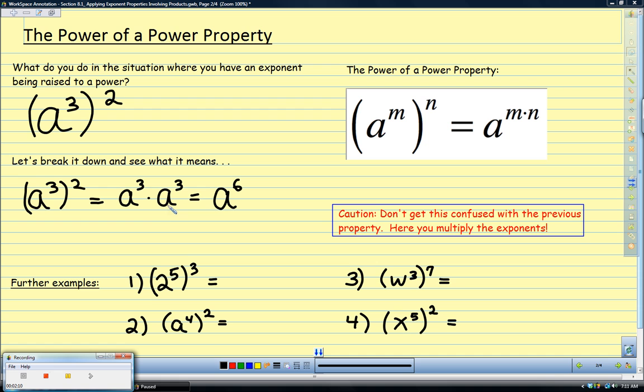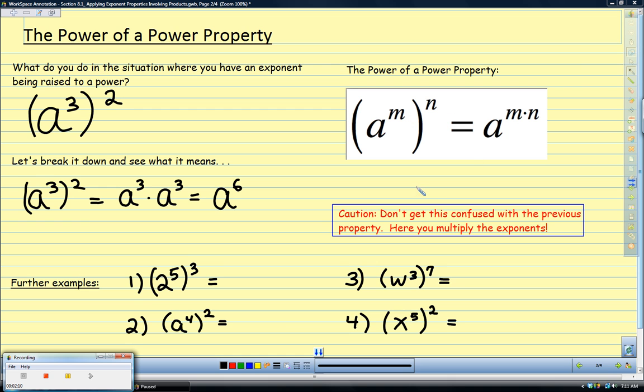Well, we learned from our previous property that when you have the same base, you add the exponent, so you end up with 6 factors of a. Well, going back and looking at this, that's the same thing as 3 times 2. So coming over here, the power of a power property says a number, a factor being raised to a power, you keep the base and you multiply the exponent.